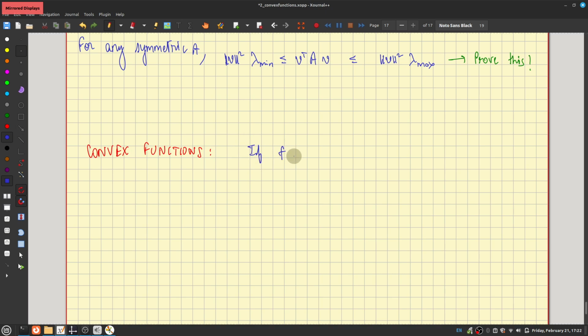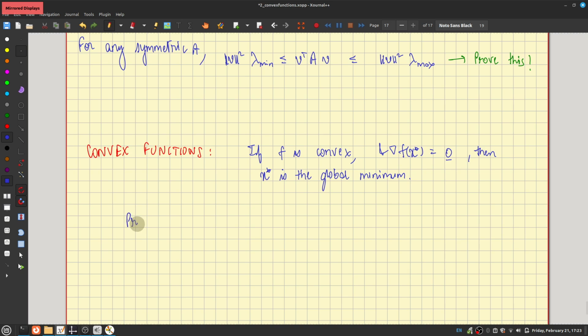So if f is convex, and you happen to find some point x star such that the gradient of f is equal to 0, then x star is the global minimum. Any guesses?